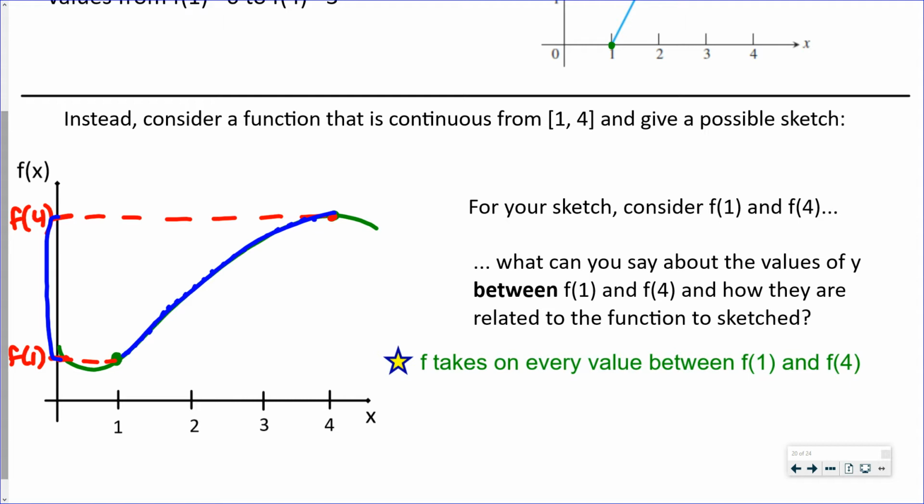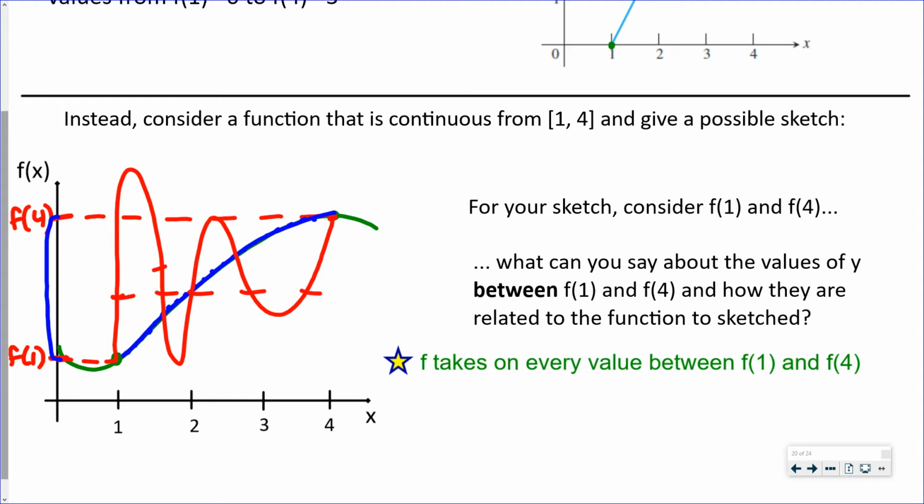Even if it did something weird like this, you don't have to write this down, but even if it went like that, it's still taking on every single value. You might have multiple. Like here, I hit this value a lot of times. But if it's continuous, if you can trace it with your pencil, your function's going to take on every value between f of 1 and f of 4. So this theorem that we're going to lead into guarantees that, as long as it's continuous. Okay?